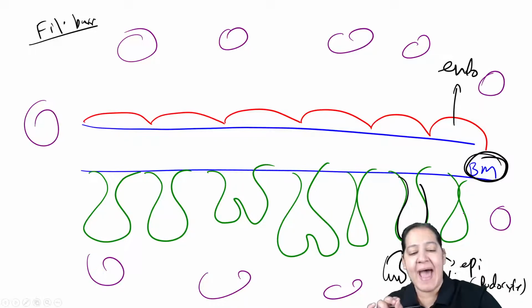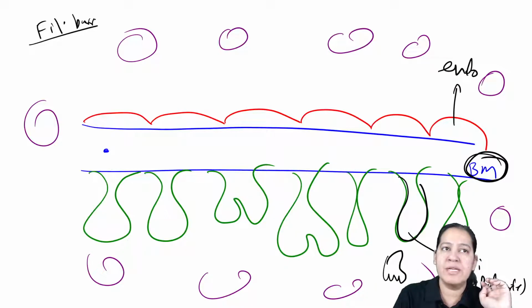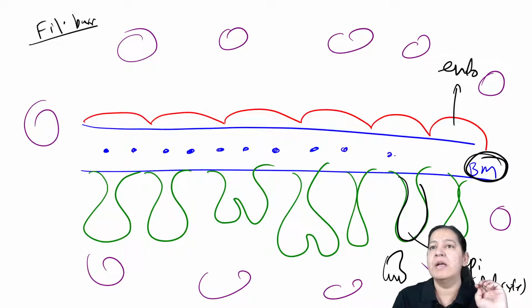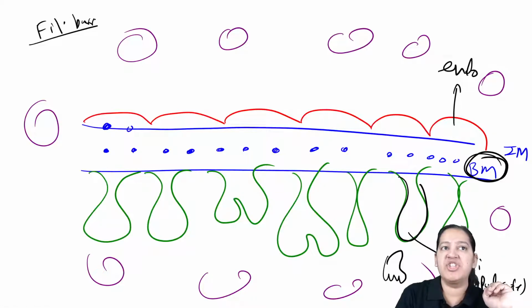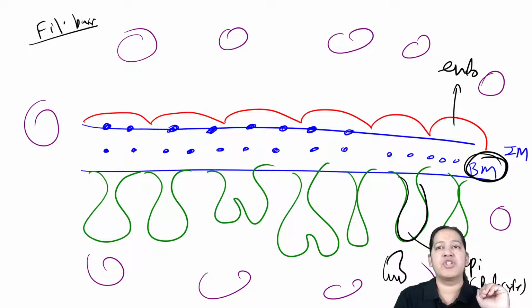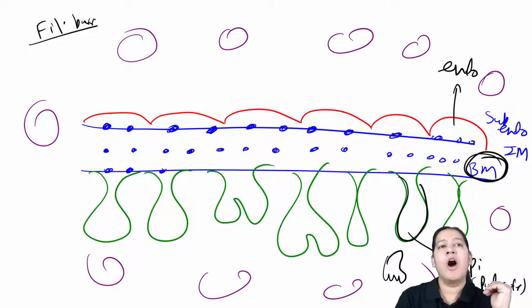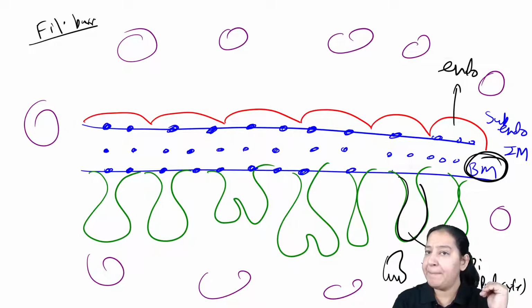Now the point arises of where the deposits are getting deposited. There can be four locations. Either the deposits will be inside the basement membrane, as you can see here. These are known as intramembranous deposits. Or the deposits are at the junction of the basement membrane and the endothelium. See, I'm drawing it here. These are known as subendothelial deposits. Or the deposits are at the junction of basement membrane and epithelium. These are known as subepithelial deposits.